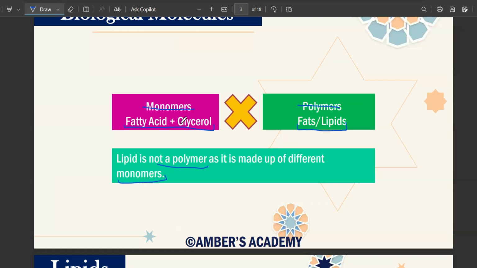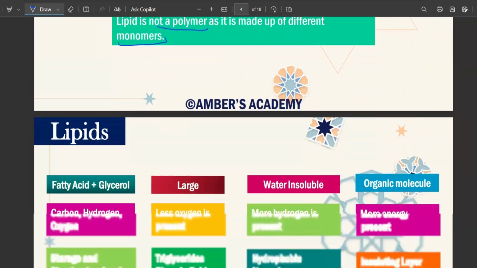Okay? So this is the reasoning, and you'll have to remember this. Never write lipid as a polymer, because lipid is not considered to be a polymer. Why is that so? Because it's made up of two different building blocks, which are fatty acid and glycerol. So far, are we good? Yes, miss. All right. So now let's move on.